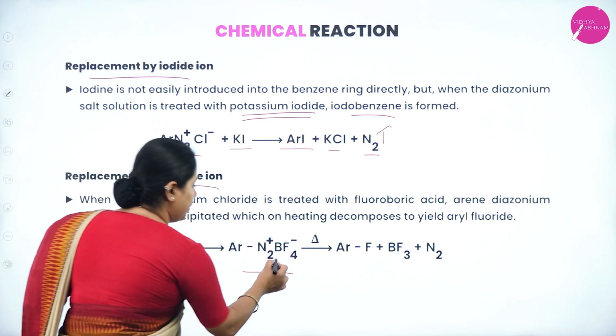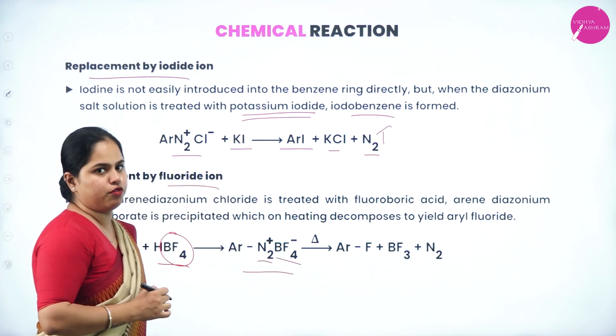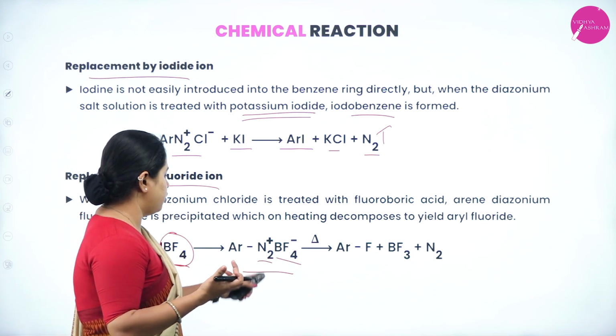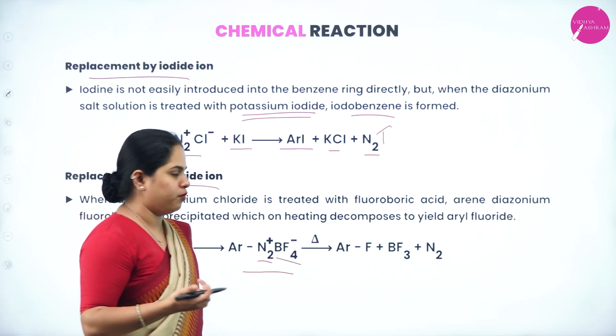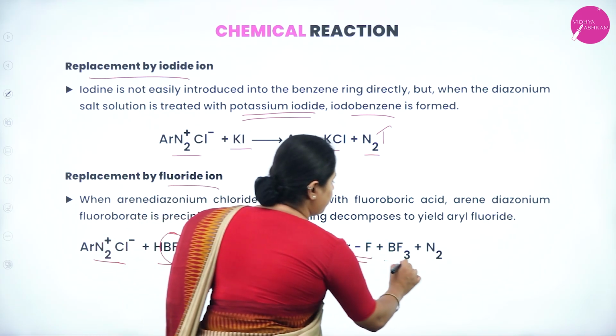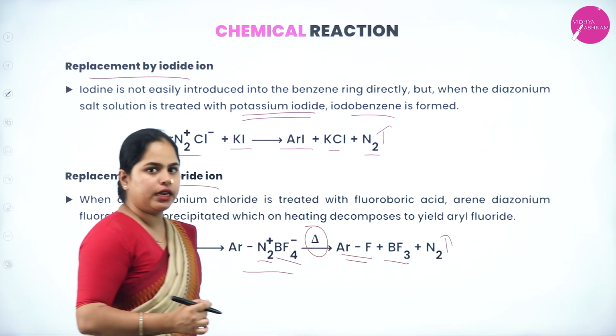So what is going to happen? BF4 minus and N2 plus will be formed. Instead of Cl minus or Br minus or I minus, what is going to be formed here? BF4 minus will be formed. Now on further heating, what are you going to get? Fluorobenzene will be obtained, BF3, and again nitrogen gas will be liberated.